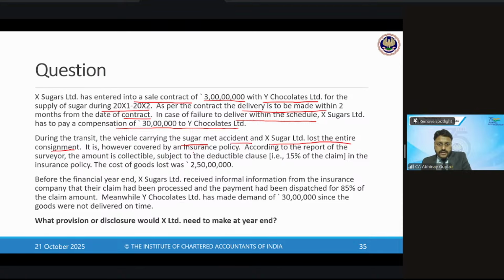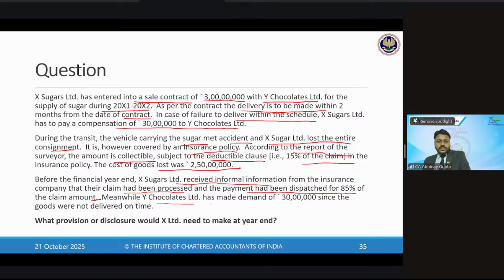It is, however, covered under an insurance policy. According to the report of the surveyor, the amount is collectible and subject to a deductible clause, that is 15% of the claim in the insurance policy. The cost of the goods lost was how much? 2 crore 50 lakhs. Before the financial year ends, X Sugar Limited received informal information from the insurance company that their claim had been processed and the payment had been dispatched for 85% of the claim amount.